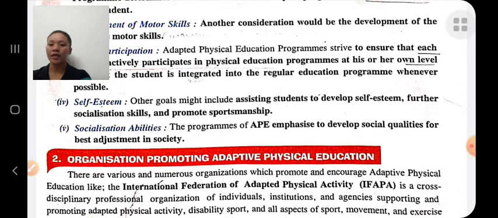Adaptive physical education is a combination of two words, adaptive and physical education. Adaptive means adjusting or modifying. So adaptive physical education means adjusting or modifying the physical education so that it meets the needs of the disabled person.